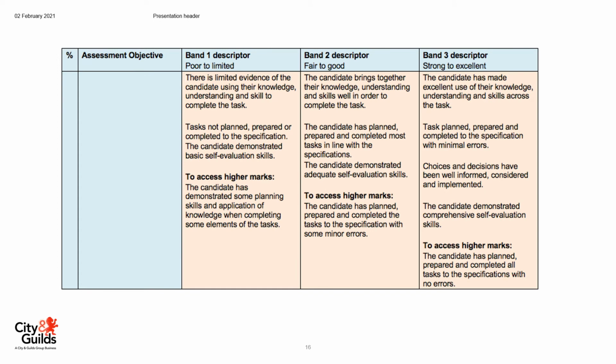This slide is a continuation of AO4. Again, quite clear on what we're looking for and how well the candidate has performed. As the candidate is demonstrating some planning, application of some knowledge, band 1. The candidate's plan, prepared and complete most tasks in line with the specifications, band 2. The task plan, prepared and complete the specification with minimal errors, band 3. And again, using the how to access higher marks will help you as a marker decide where that candidate is within each one of them band descriptors.